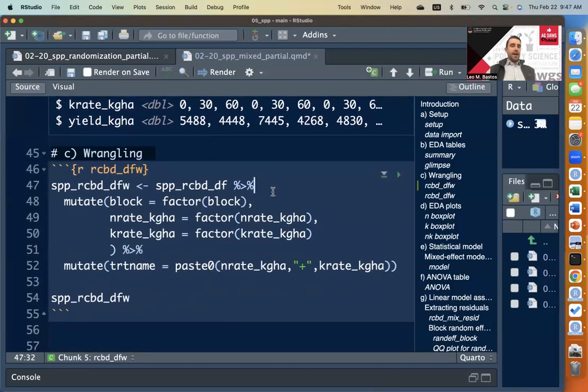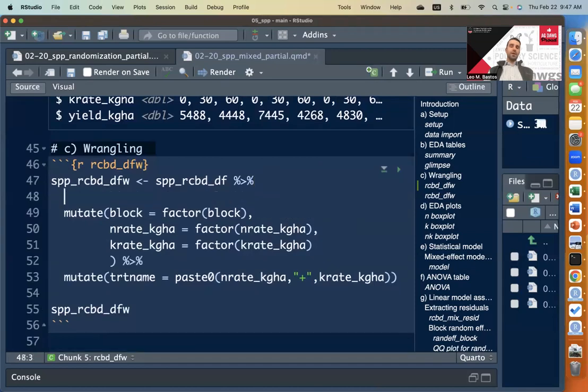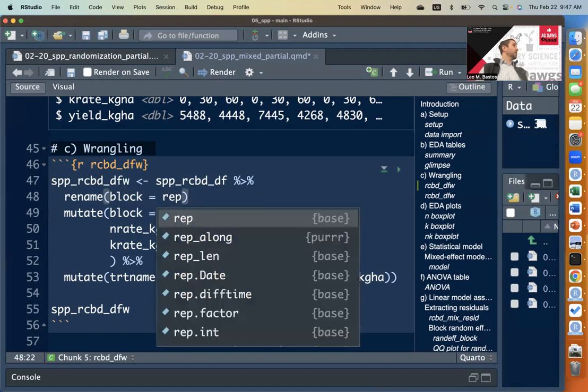Okay, so I left you the code for the wrangling here. There's something that you're going to have to code, because you don't have this block column yet, right? So what we're going to do is come here right after that SPPRCBDTF, which is the raw data coming in. We're going to use this function called rename, and you're going to say block equals rep. If I run this, it's not going to work because it did not have a rep column.